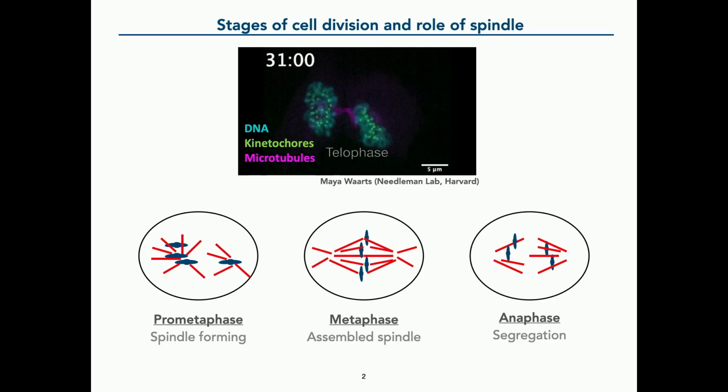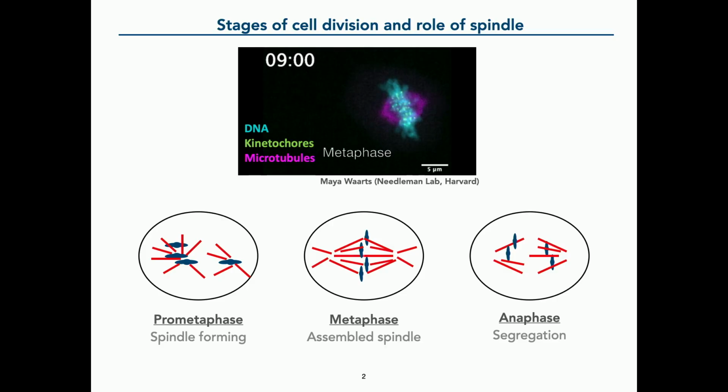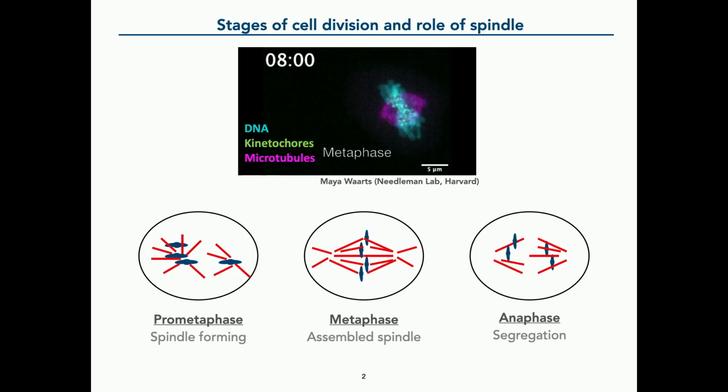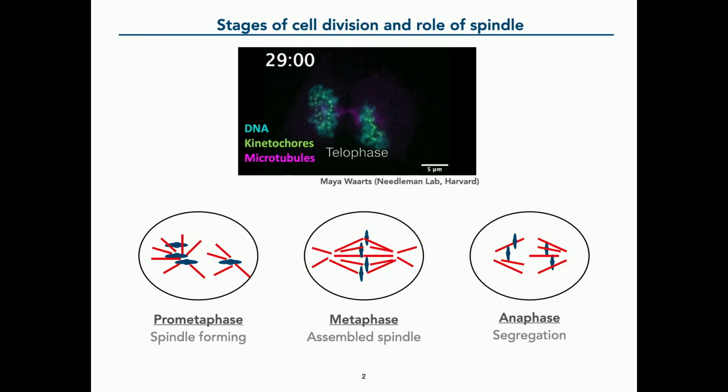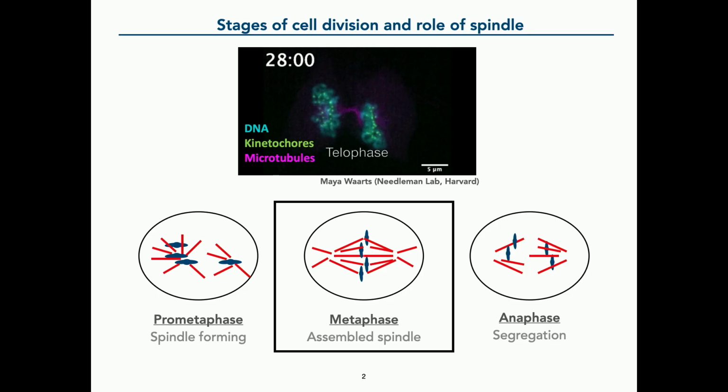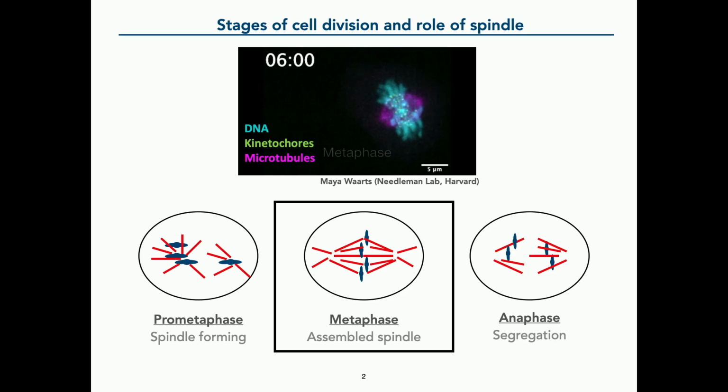For instance, at the pro-metaphase, you have the spindle that's just being formed, and at the metaphase it is fully assembled and is in a state of dynamic steady state. And at the anaphase, it has segregated the chromosomes and is starting to dissolve into the cytoplasm, right? Today I'm going to focus on the metaphase stage, where the spindle is fully formed and is in this dynamic steady state, and I'll let you know what I mean by that.